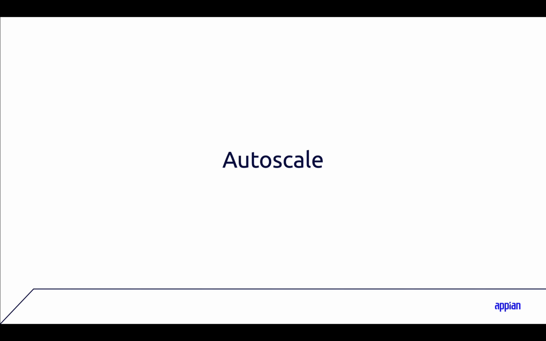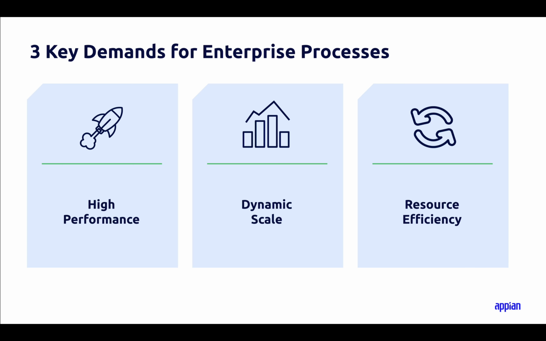Process automation is key to the efficiency of your business, helping you to complete critical work faster and with greater precision. Now, Appian is making your automation journey even better by introducing Autoscale. Autoscale addresses 3 key business demands. The first is high performance. In today's competitive landscape, speed and efficiency are crucial for businesses to grow and thrive.